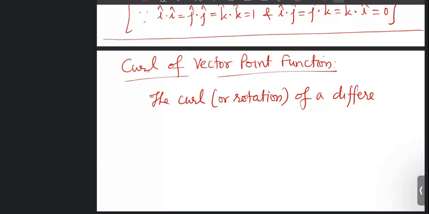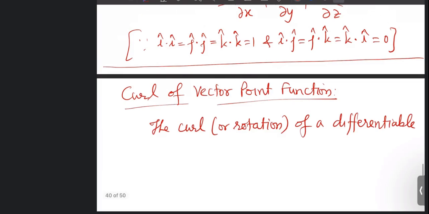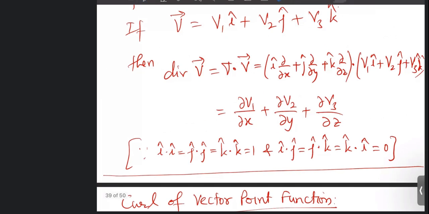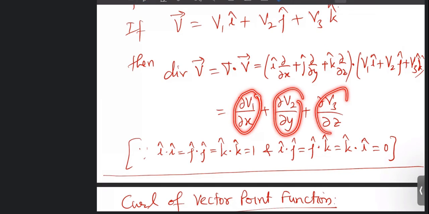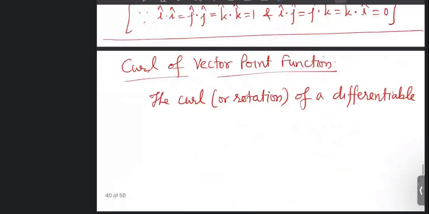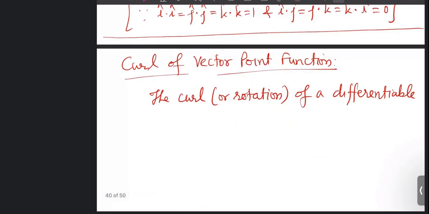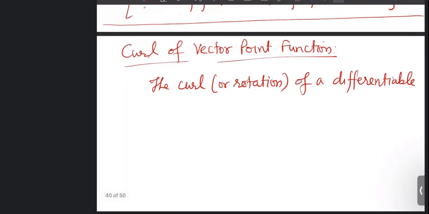And on the function, this is the condition that the function should be differentiable, because we would like to consider the derivative of that function in the dot product as well as in the cross product, because this del operator is a differential operator. This will be applicable only when this function is differentiable. This is the condition to find the curl of a vector point function. The function should be differentiable.